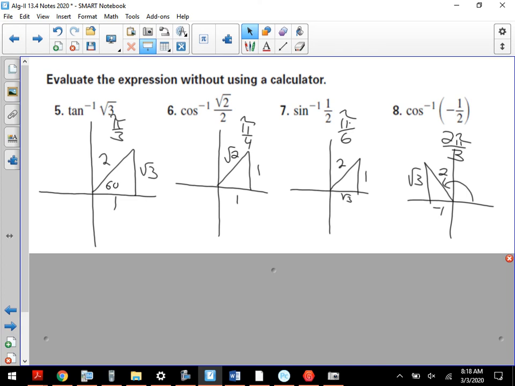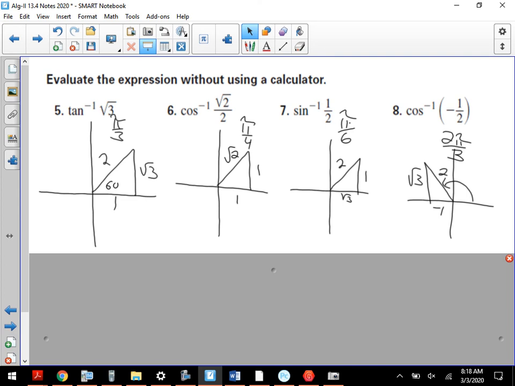Cosine's the tricky one. If you do a cosine value, what angle has a cosine of negative? Your angle that creates that has to be obtuse. Has to be greater than pi over 2. Okay? That's the trick on that one. All right? These shouldn't be that bad, in all honesty. Okay?